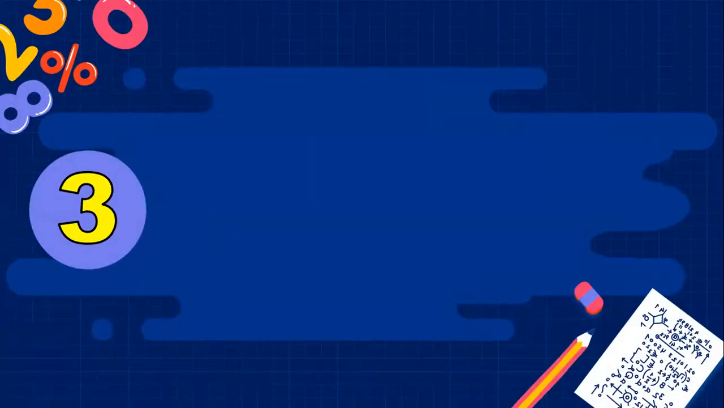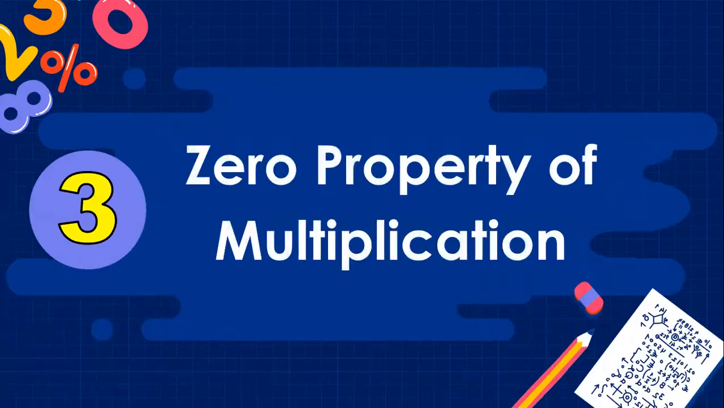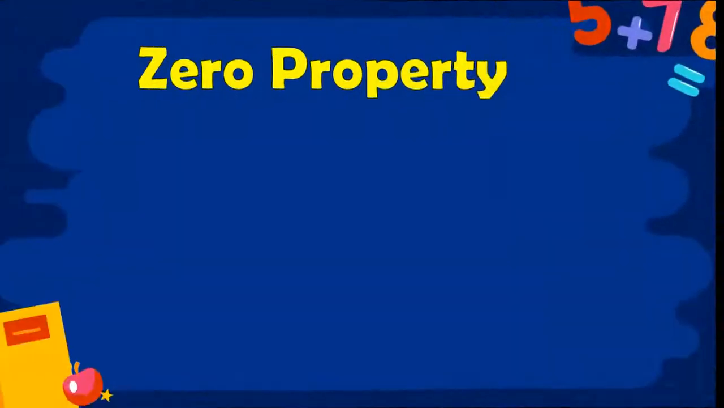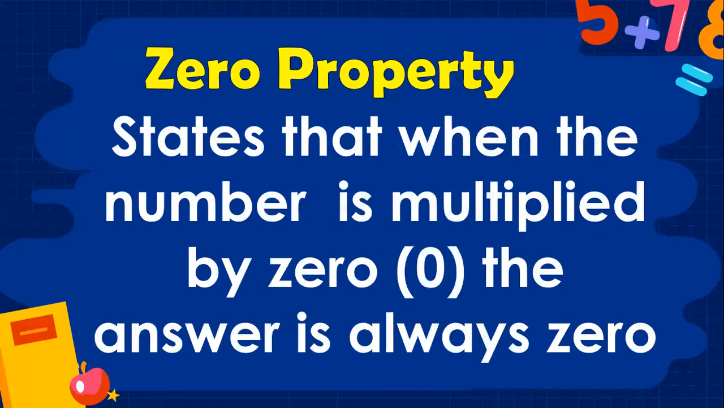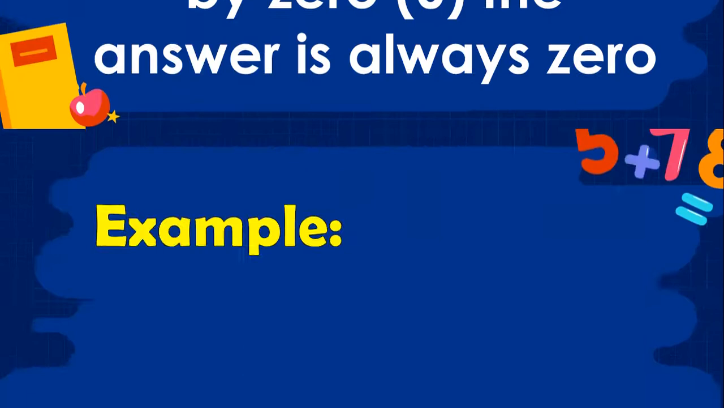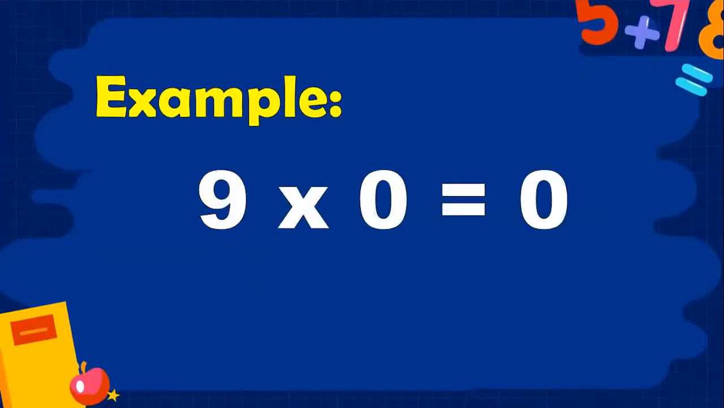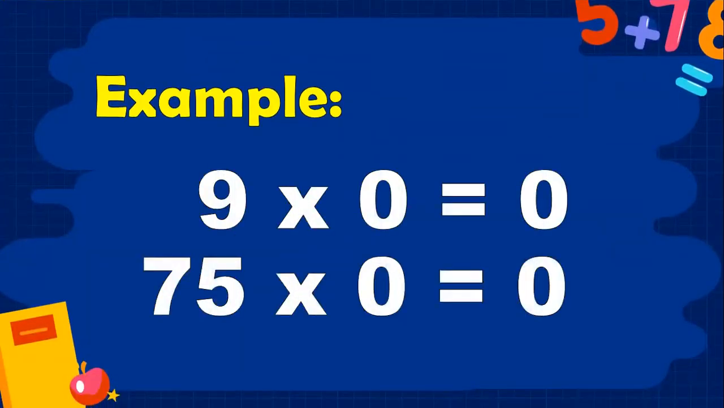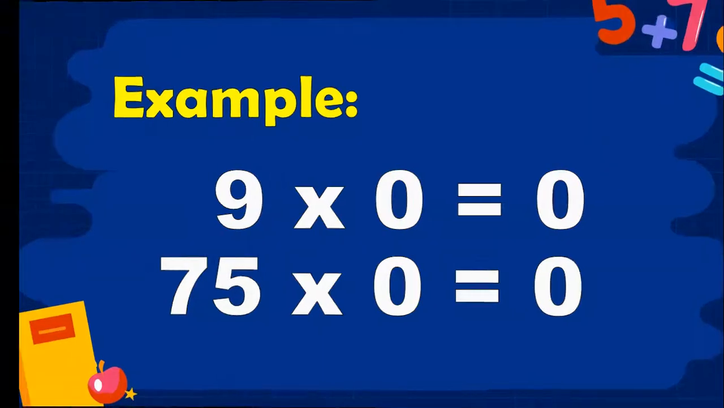The third property of multiplication is the zero property of multiplication. The zero property states that when a number is multiplied by 0, the answer is always 0. Example, we have 9 times 0 is equal to 0, and 75 times 0 is equal to 0.